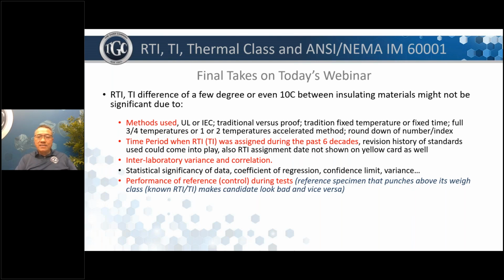And also there's a round down of the number. So if you look at a yellow card, it doesn't tell you what method is used. And on top of that, the time period where the RTI was assigned in the past 6 decades could make a difference. For example, if you look at one yellow card, it says that this yellow card was first issued 1986, and it was last revised in 2022. Unlike an engineering drawing, it doesn't tell you what the revision was, so you have no idea the RTI number, or any number, when was it determined.